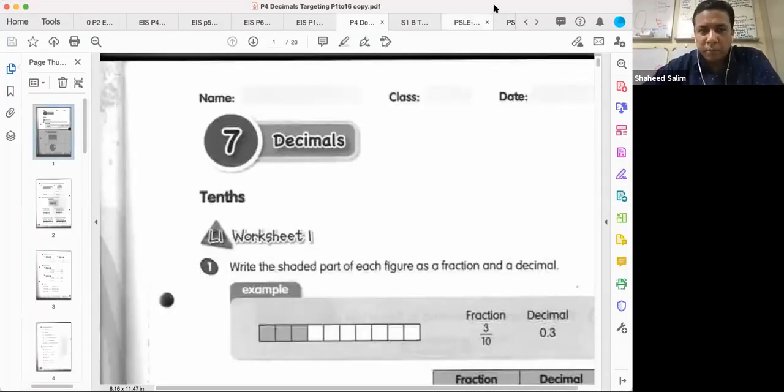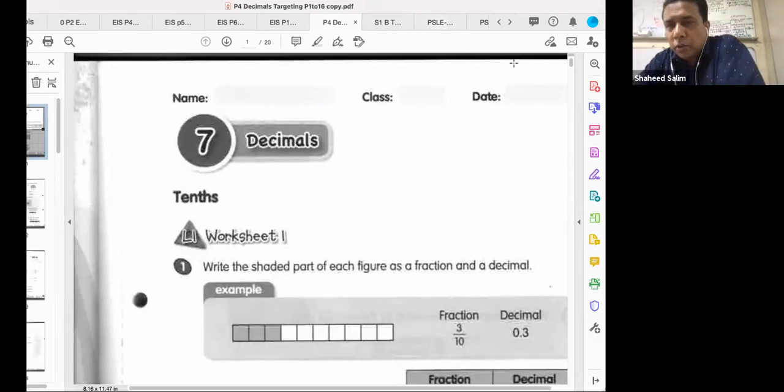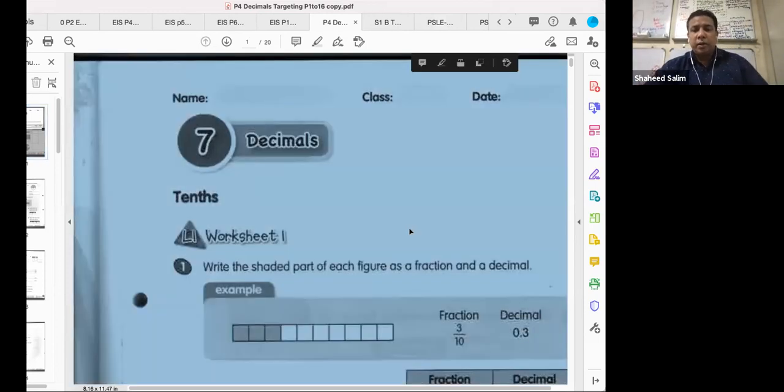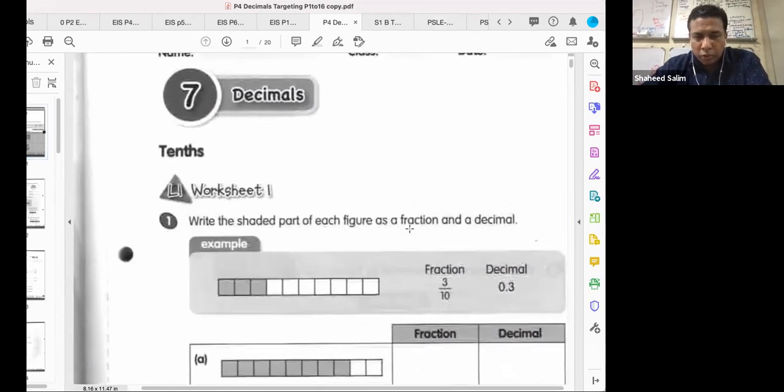This is actually from the B book. What book are you using? You're using My Pals Are Here, is it? Are you using My Pals? Yeah, okay. So this is another book. Now, I'm going to run through you shortly.